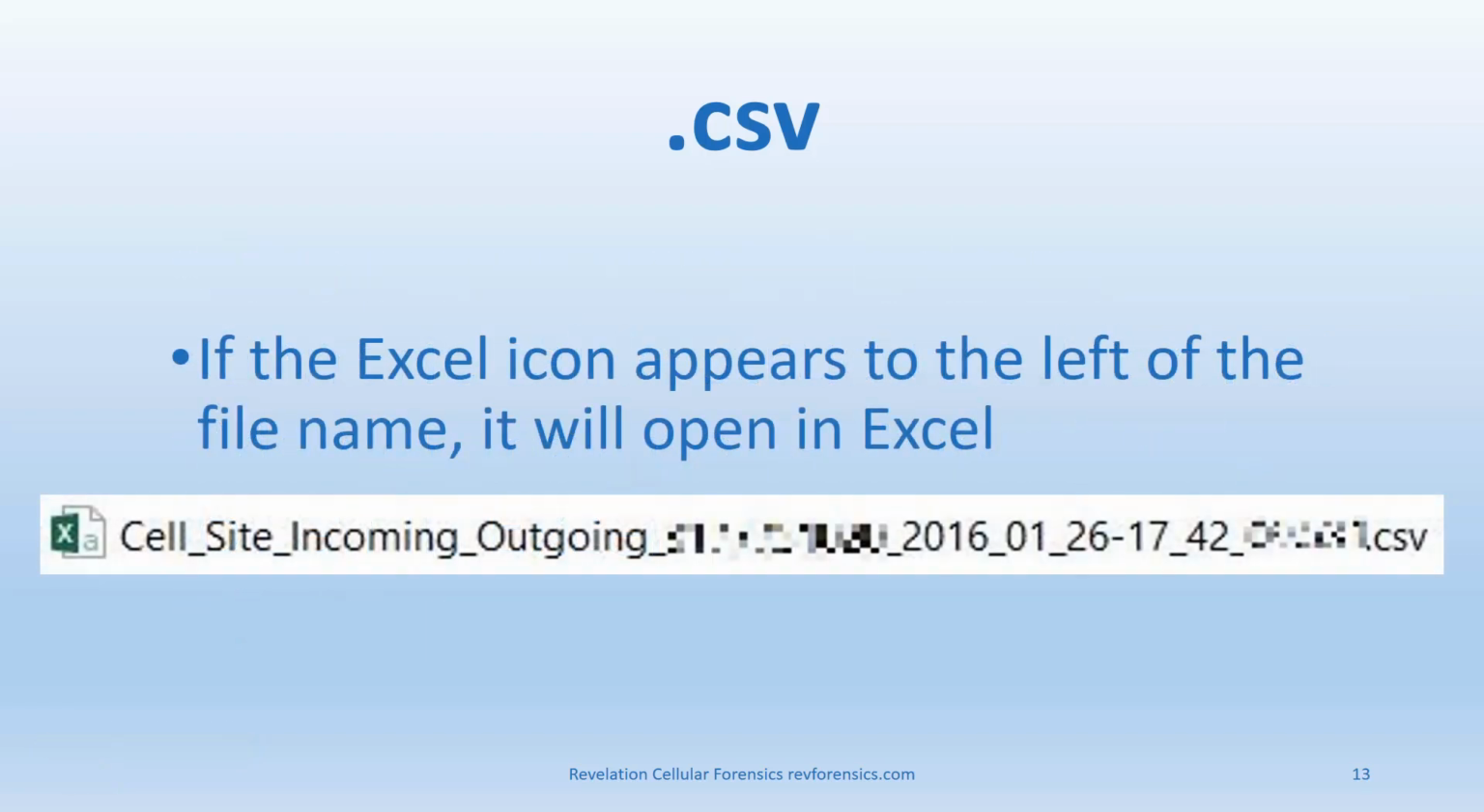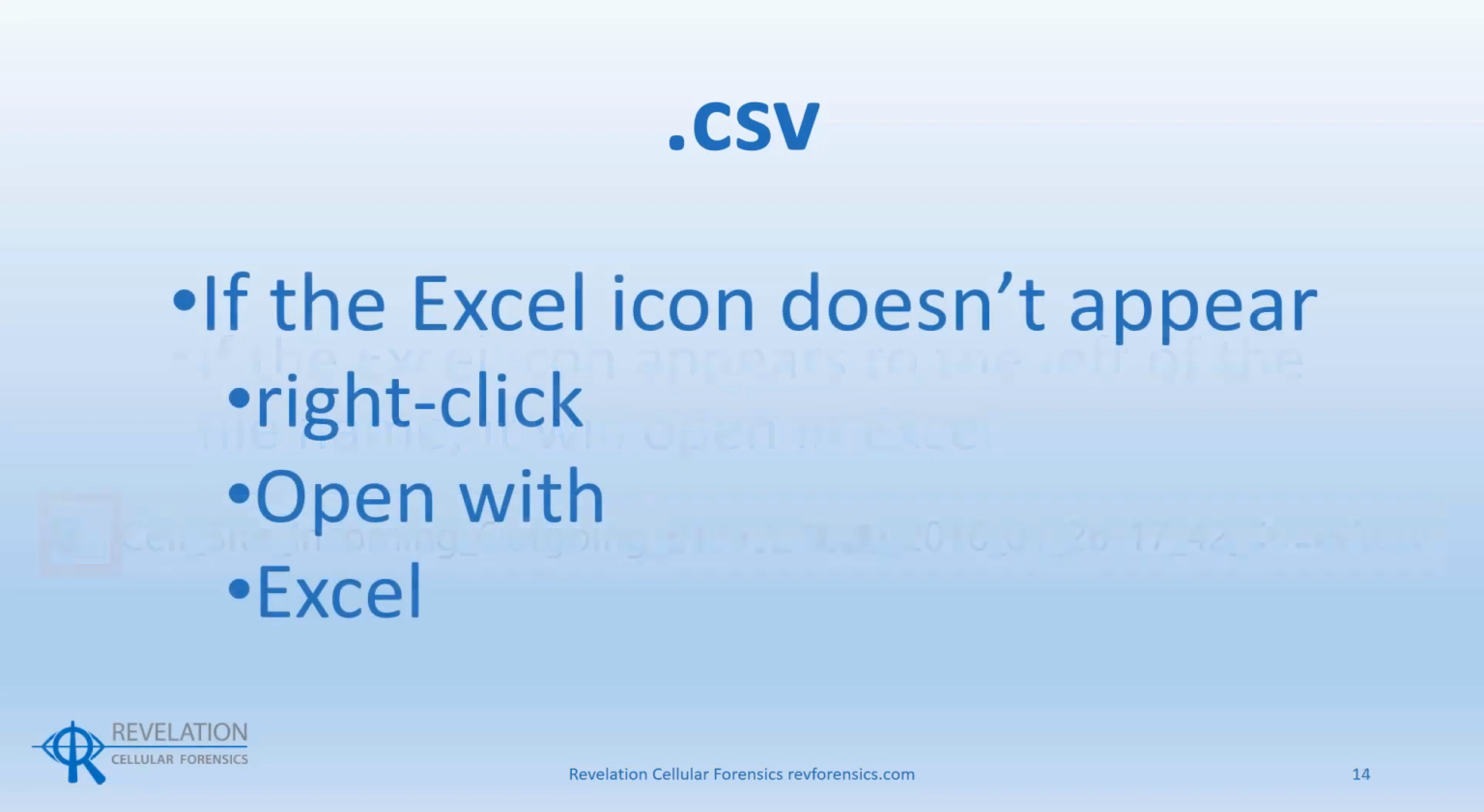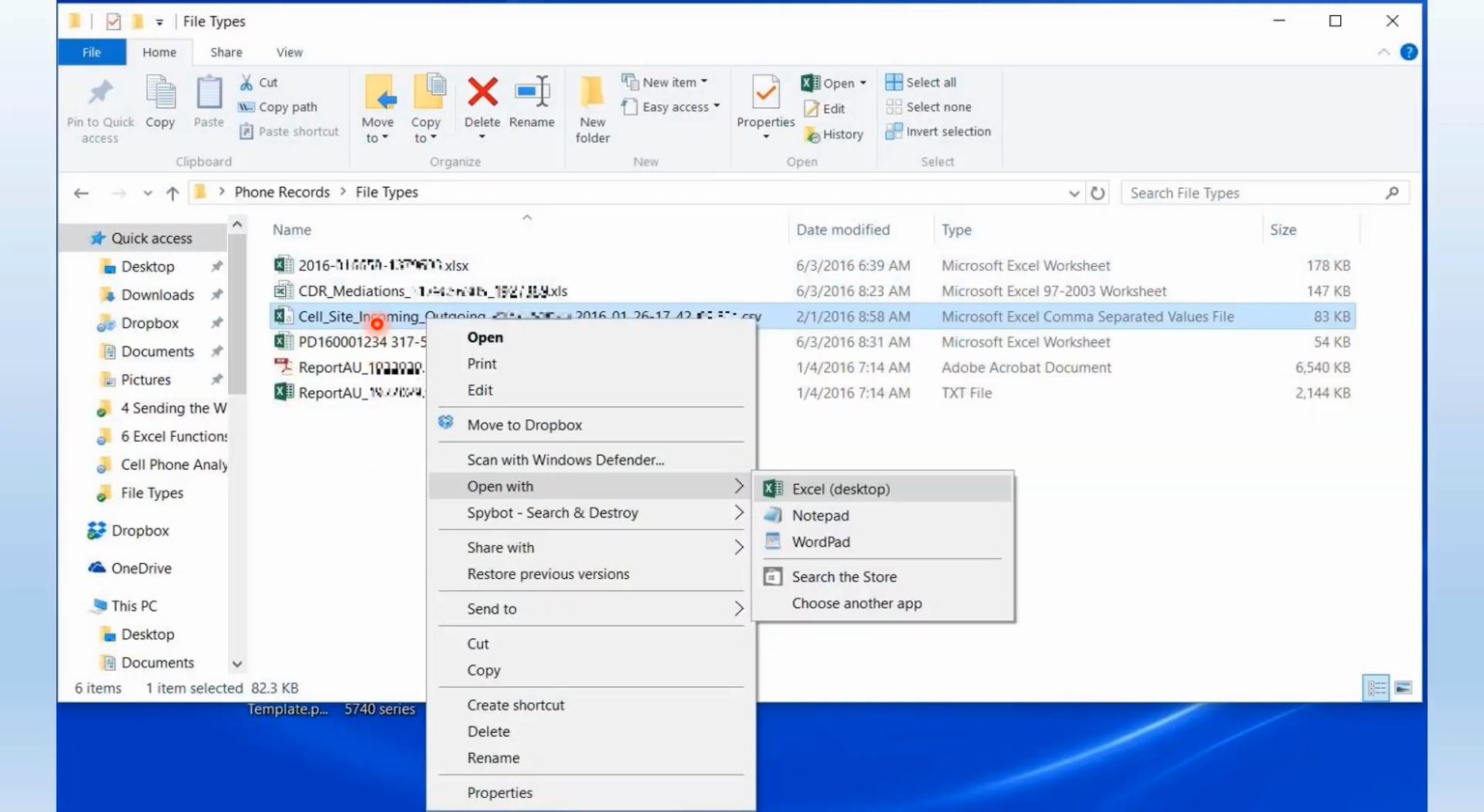When looking at the file in File Explorer, if the Excel icon appears to the left of the file, it will open in Excel when double-clicked. If the Excel icon doesn't appear, then right-click and Open With, and then choose Excel. Right-click on the file, choose Open With, and then Excel.